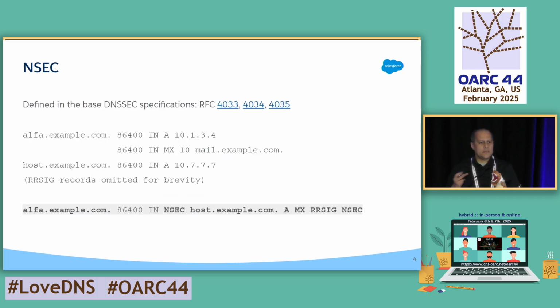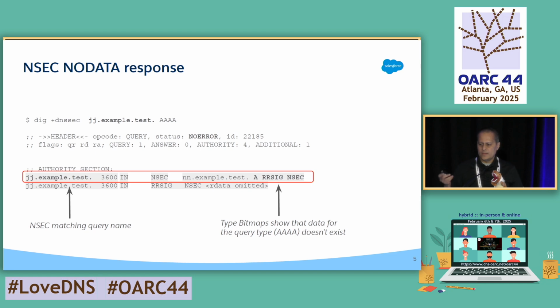Okay, so I'm going to illustrate the most basic form with an example. Here we see part of a zone where we have a name alpha.example.com, which has a couple of RR sets, A and MX, followed by host.example.com with an A record. So the resulting NSEC record that chains these two together is at the bottom of the slide: alpha.example.com NSEC host.example.com, and the last bit is the type bitmaps, which shows which record types are available at alpha.